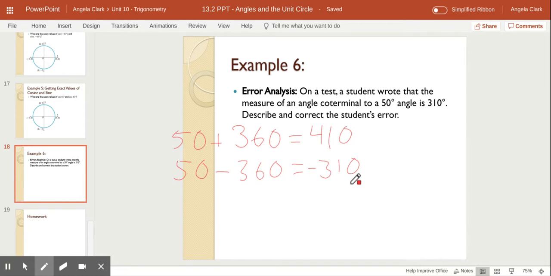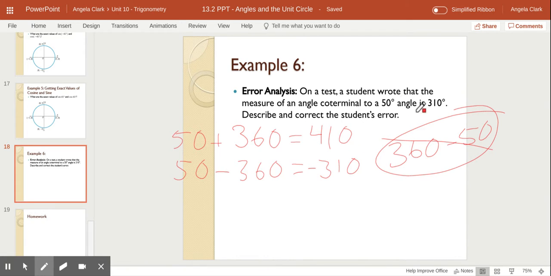So maybe they just forgot to write the negative, or maybe they accidentally did this, right? Which is not the same thing. This is not what you want to do. So maybe they did this by accident, which is an easy mistake to make. Or maybe they just forgot to write the negative. One of those two things.